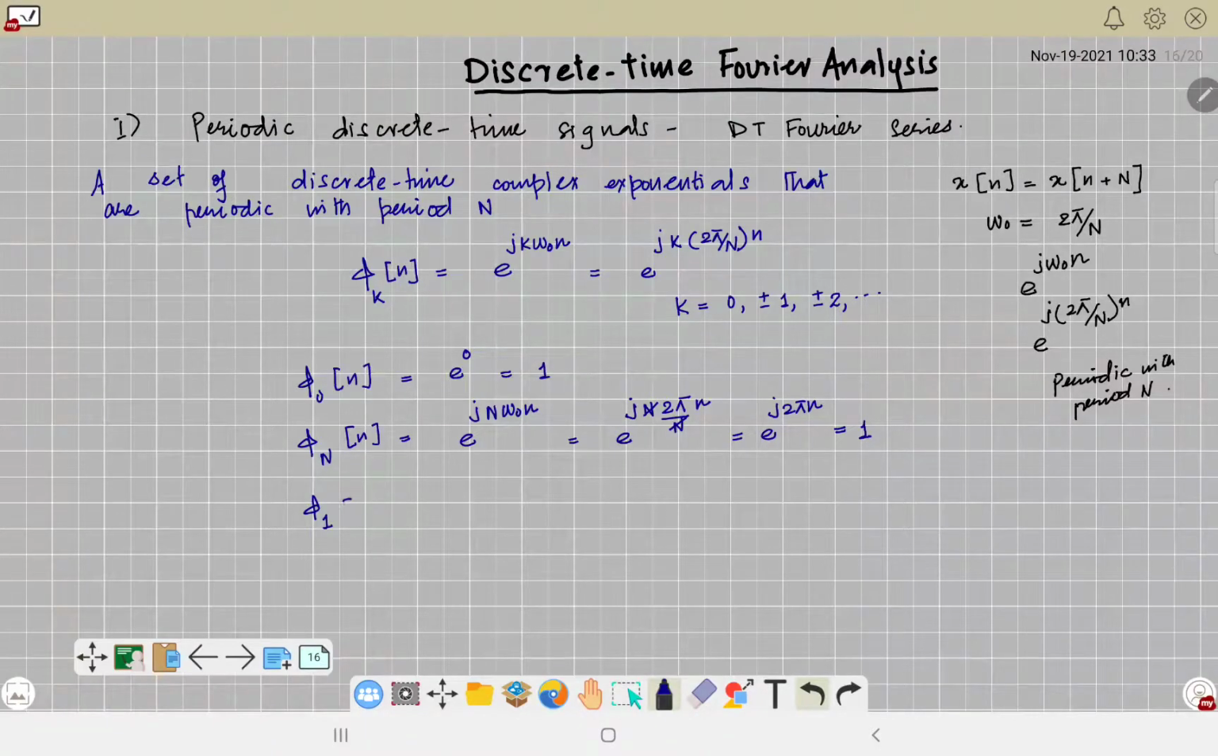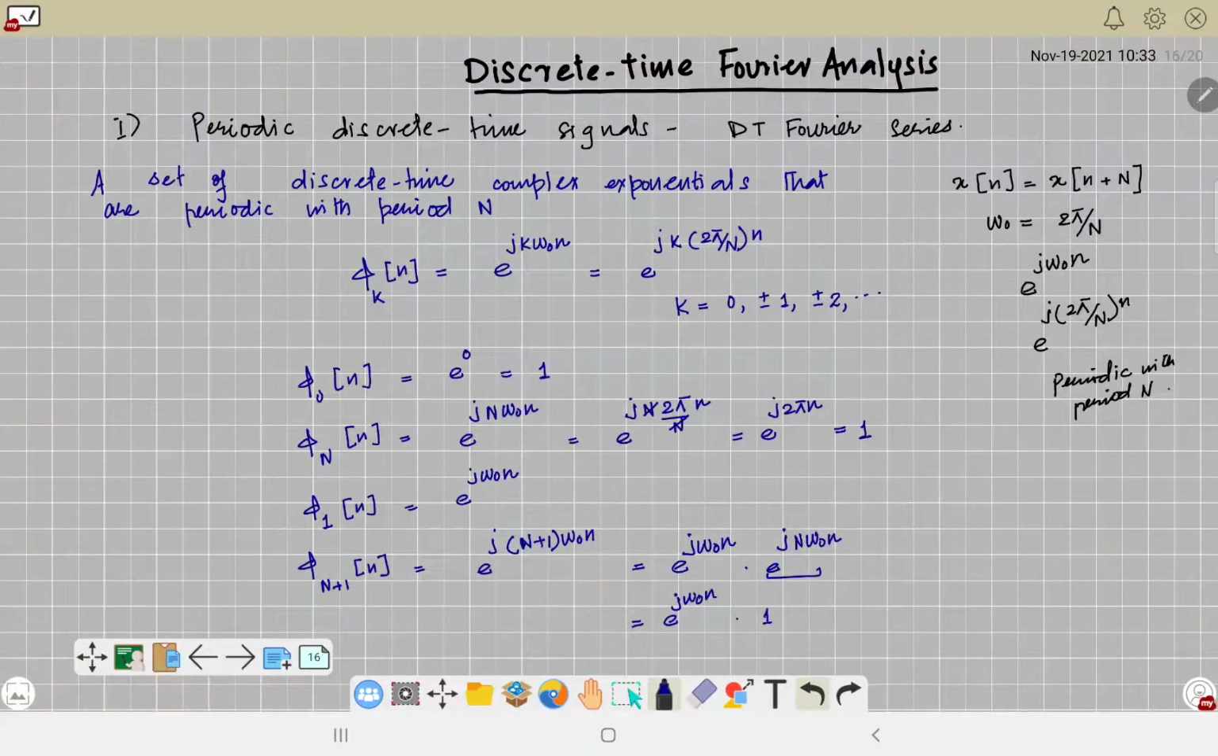Then if I define phi 1 n, it will be e raised power j omega naught n. Then again, if I define phi capital N plus 1, it will be e raised power j (N plus 1) omega naught n, which will be e raised power j omega naught n into e raised power j N omega naught n, which again will be e raised power j omega naught n, and this other term will be unity.